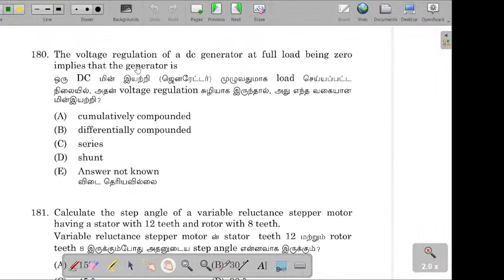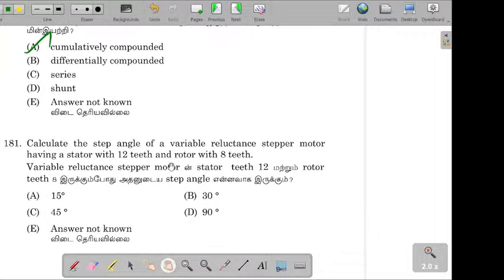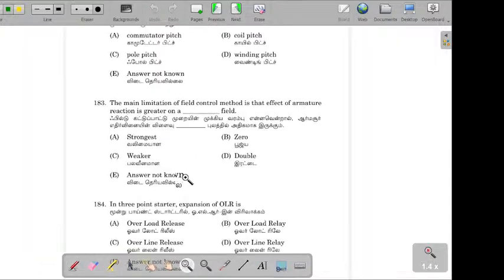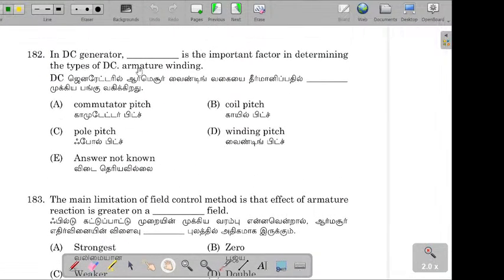The voltage regulation of a DC generator at full load being 0 implies that the generator is cumulatively compounded. Calculate the step angle of a variable reluctance stepper motor having a stator with 12 teeth and rotor with 8 teeth. So the answer will be 15 degree. In DC generator, winding pitch is the important factor in determining the types of DC armature winding.